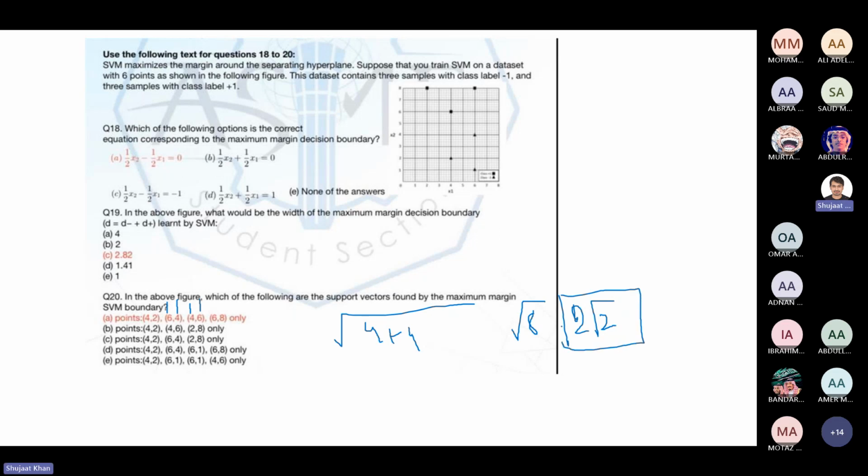What's the value of this one? The square root of 2 is 1.41. 1.41 multiplied by 2 is 2.82. So this is our maximum margin, because the maximum margin is defined by these 2 points. The other points are incorrect.